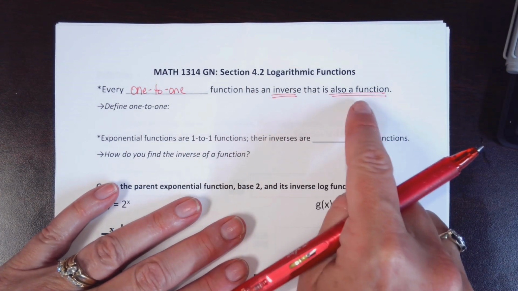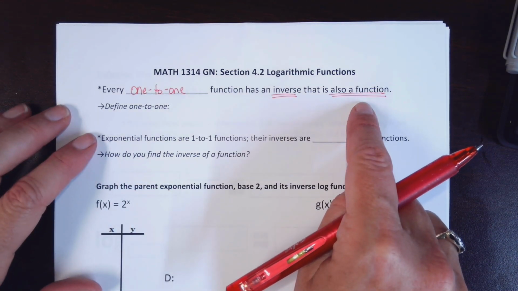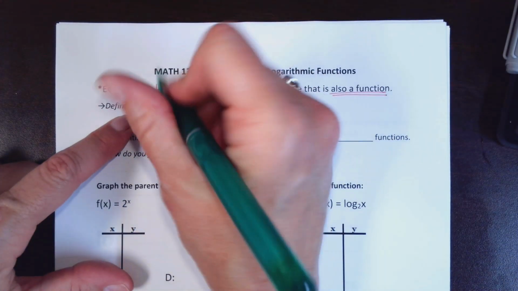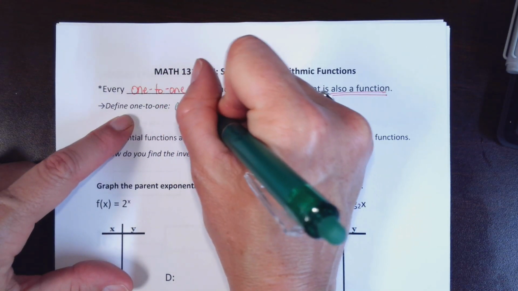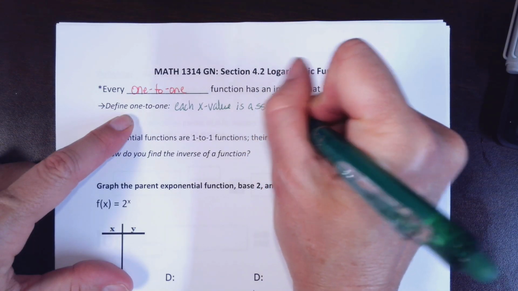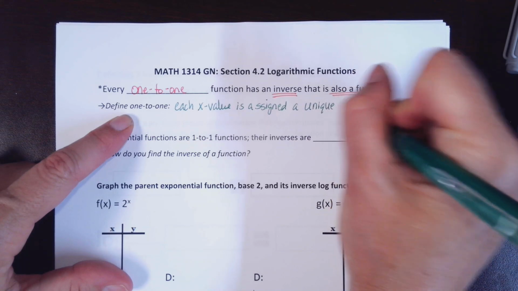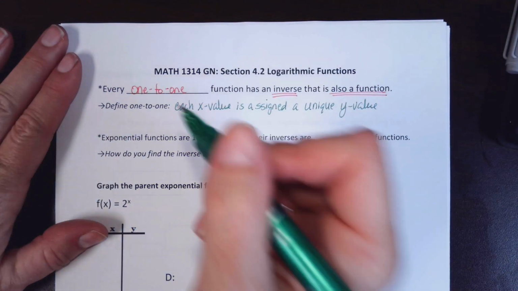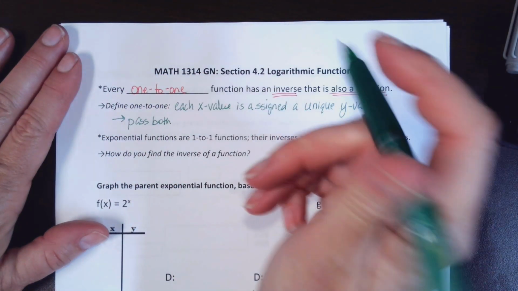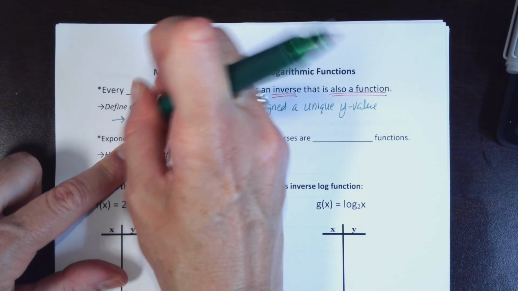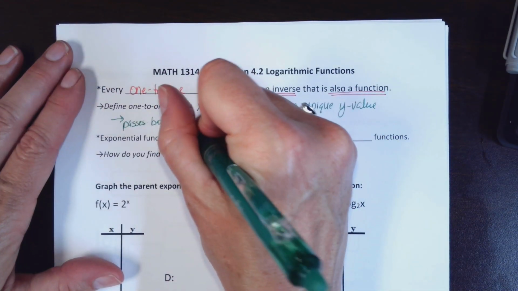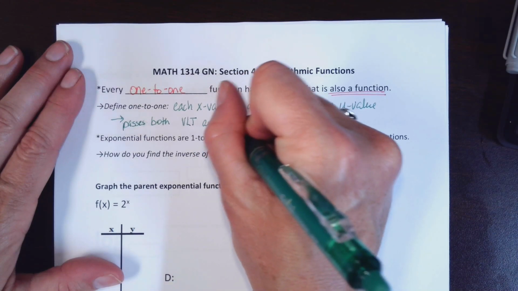I can invert anything, but for that inverse to still be a function, my original function has to have started out one-to-one. Well, what does one-to-one mean? It means that each x value is assigned a unique y value. And the graph of a one-to-one function passes both the vertical line test and the horizontal line test.